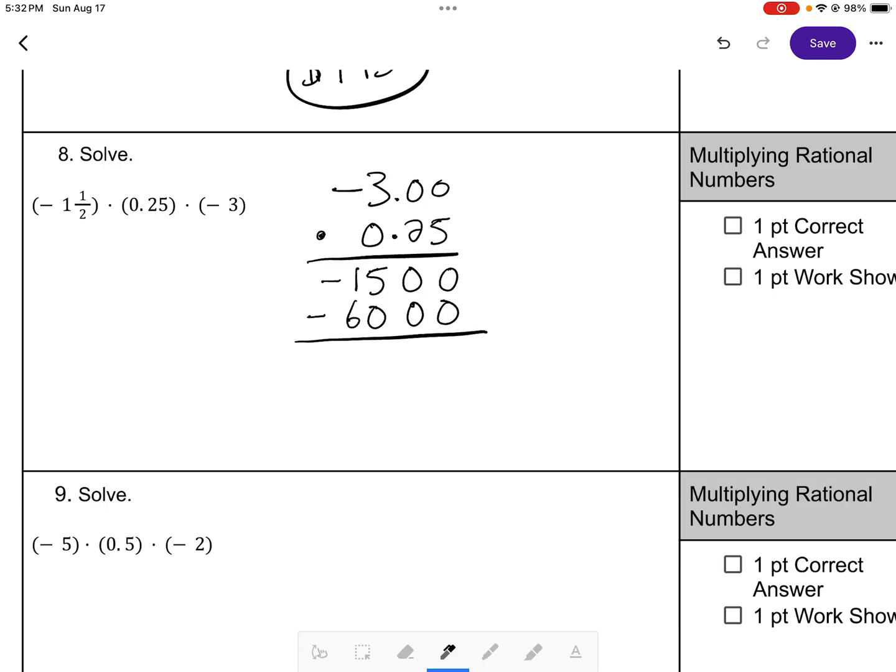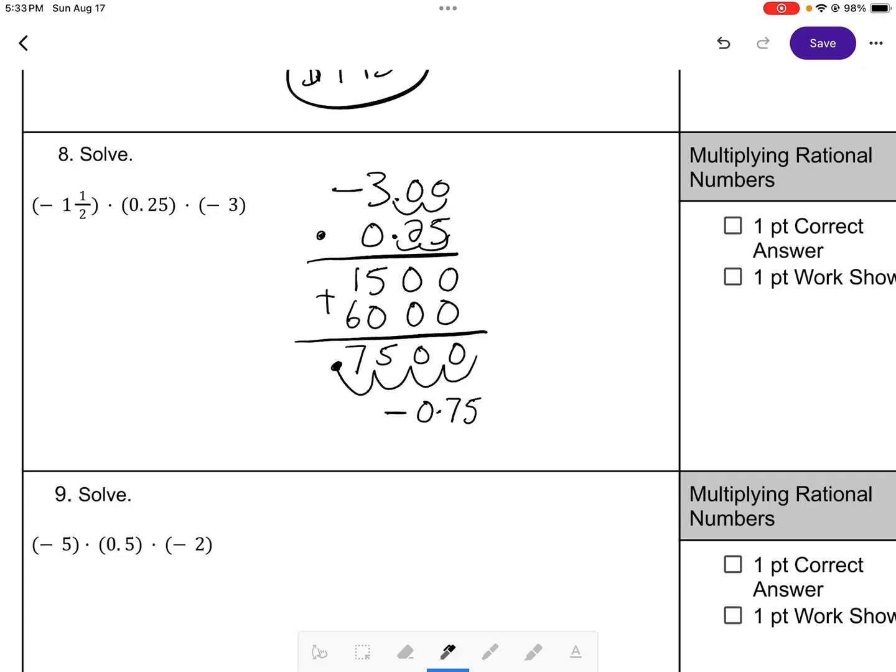When I add these together, my zeros come down, 5, and we're adding here. So let me get rid of these negatives because I don't want to make that confusing for us. We'll add the negative in at the end. I need to move my decimal 1, 2, 3, 4 places to the left. So 1, 2, 3, 4. That gives me 0.75. My answer is negative because a positive times a negative gives me a negative.